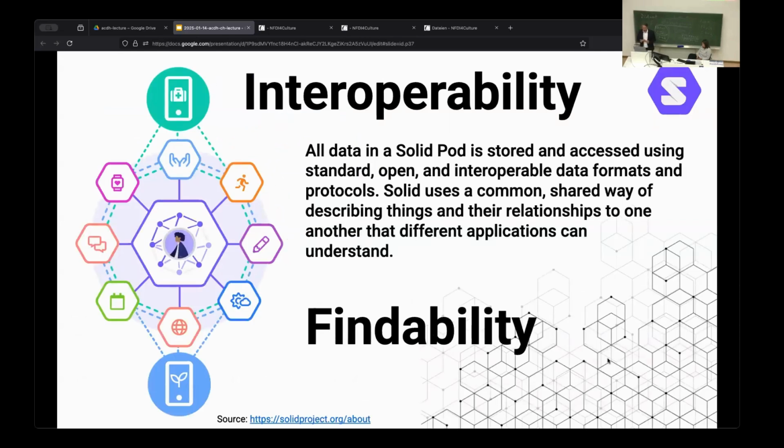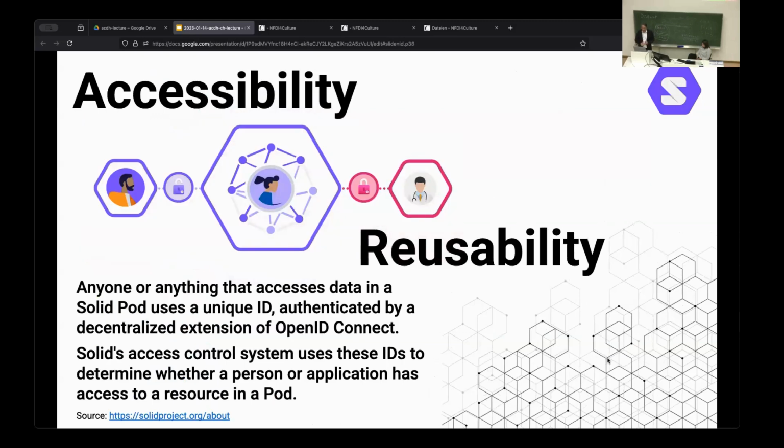And that, of course, fosters interoperability because SOLID, as we are dealing with an idea from Tim Berners-Lee, is completely based on linked data. It's completely based on RDF and all the standards from the World Wide Web Consortium that are around it. So it uses a common shared way of describing things in a pod. And it has a very interesting accessibility idea.